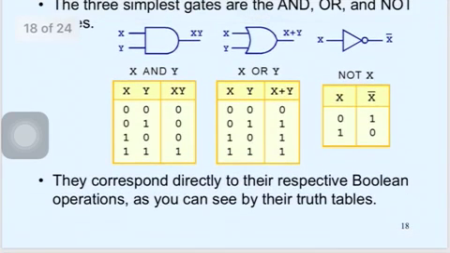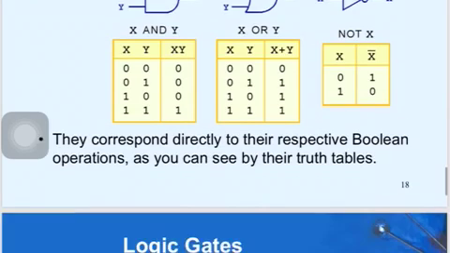X and Y will give the output as true when all the inputs are true. X or Y is true when any one of the inputs is true, and NOT is the inversion of the input. That is, if the input is 0, the output will be 1. If the input is 1, the output will be 0.